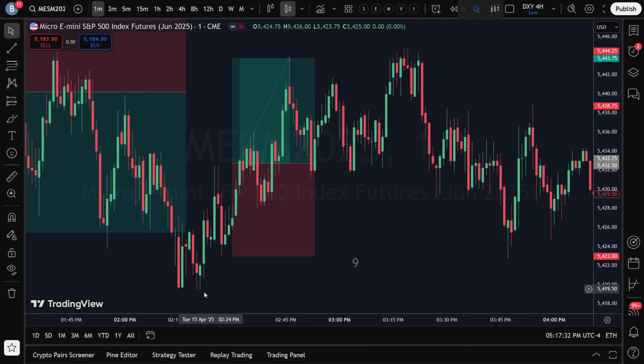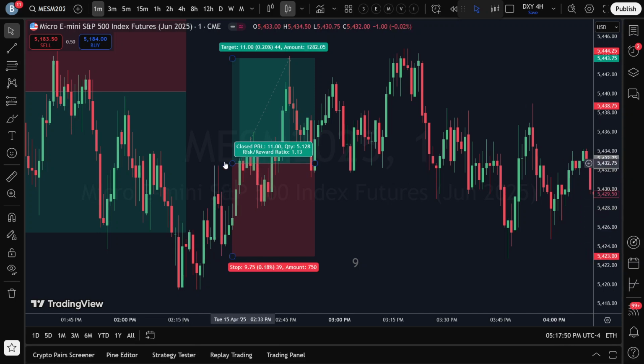We got another trade here. Comes up. Here's your first move up. You got a candle that makes a new high. A candle breaks that candle's low. That's your first swing. You got a move up. Comes down, traps everybody. And then here's your entry right here.